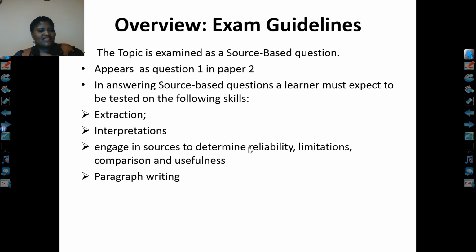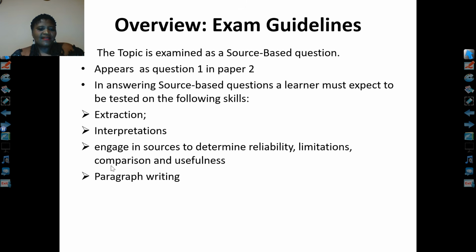And then thirdly, you will engage with the sources to determine whether the sources are reliable or not. You look at the limitations of the source. What is it that the source is not revealing? At the same time, you will compare 2 sources, your visual source and your written source, where you look at either the similarities or the differences between the sources. You will also determine the usefulness of the source. How useful is the source? The source can be useful, it can also not be useful.